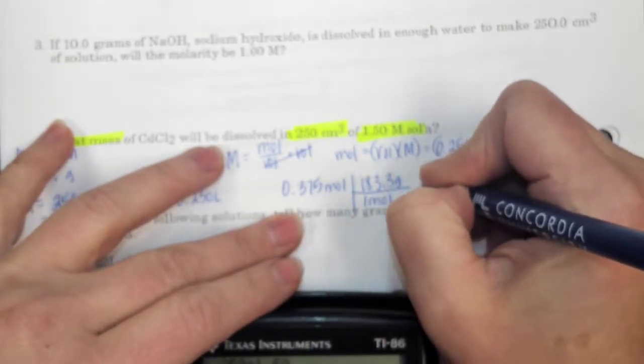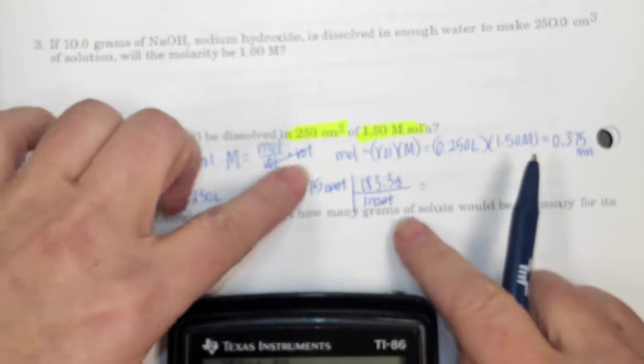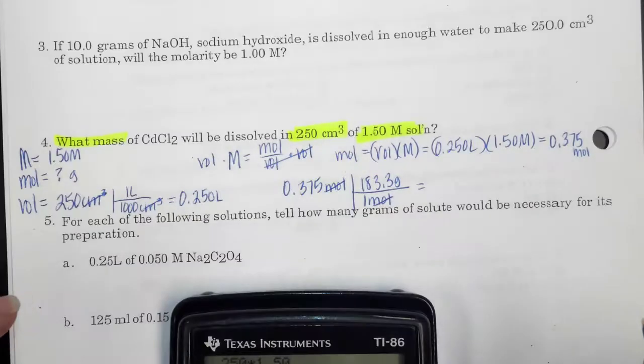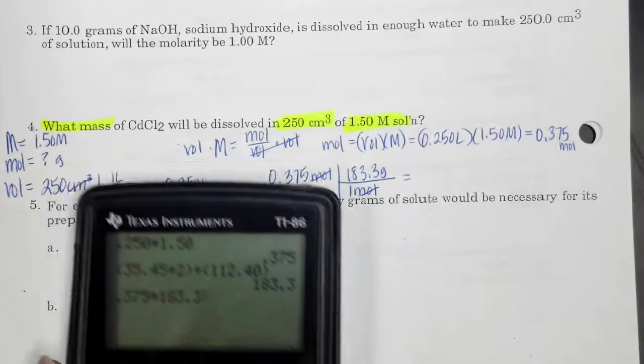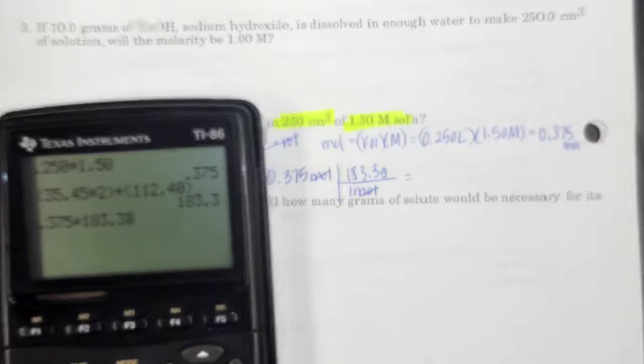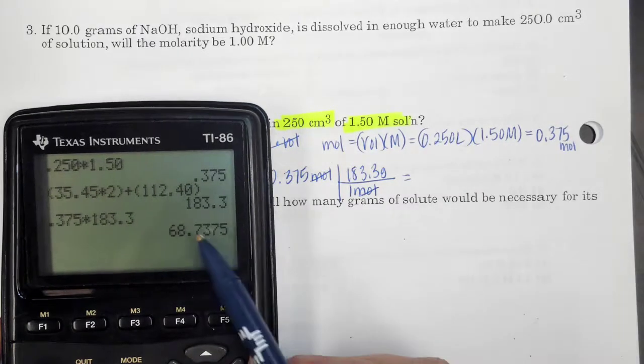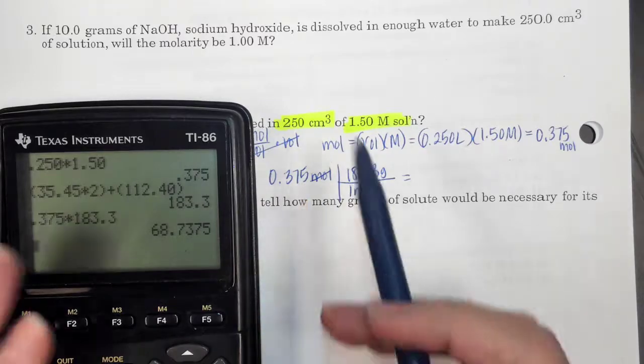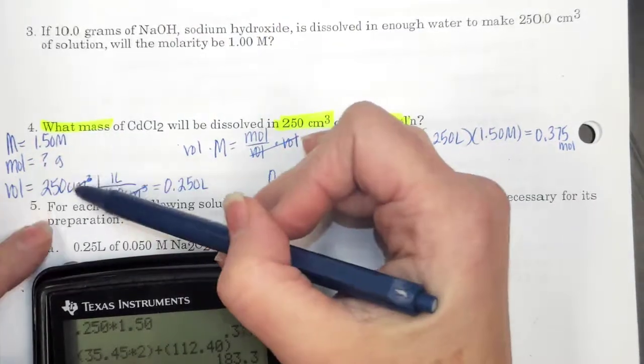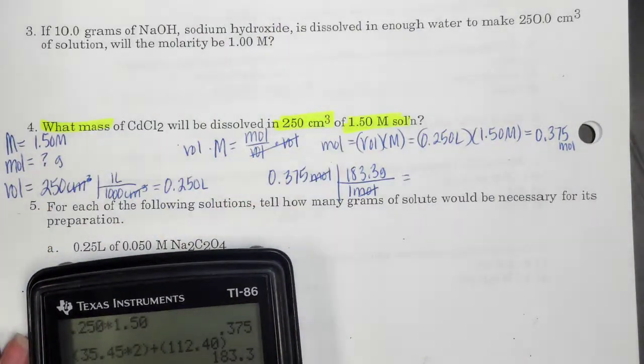183.3 grams. The mole label cancels because they are diagonal to each other, and I multiply. 0.375 times 183.3. Let me show you the math. 0.375 times 183.3, and this is my math value.